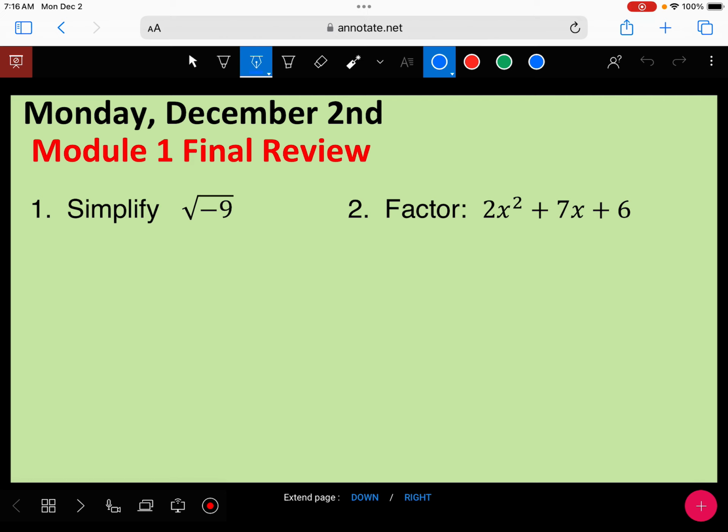So the yellow paper that I handed out has the bell work for this week. Take the yellow paper out, put that on top. The yellow paper, that's our bell work for the week.